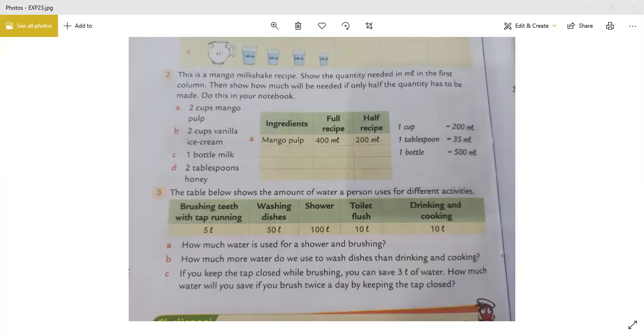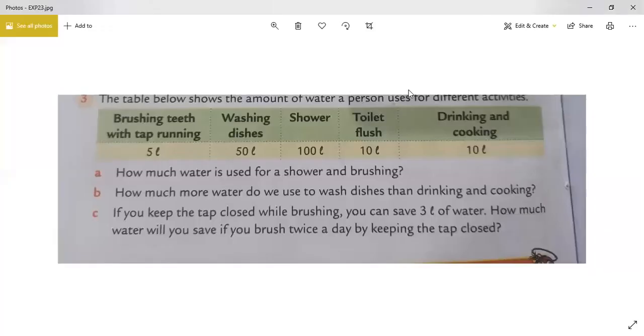For the full recipe, mango pulp needs 400 ml and this one needs 200 ml. Read only the third question. If we make 2 cups of mango pulp, what will be needed? Okay, 2 cups vanilla ice cream. What is the full recipe? Show the ml in the first column, then show how much will be needed. One bottle of milk needs 2 tablespoons of honey. Wait a second. See the third one.